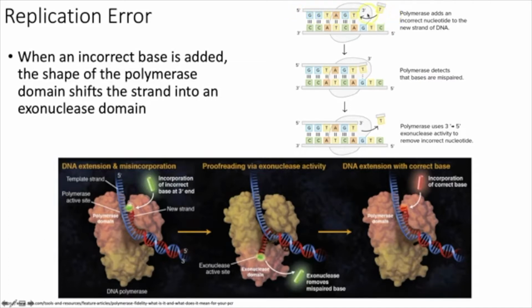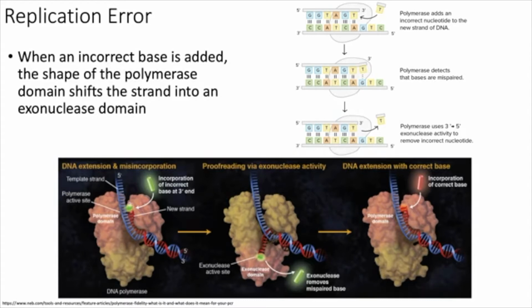We detect a problem, so we send our strand into the exonuclease region, right? In this case, we put a thymine next to a guanine. That's wrong. And so we detect that, and we have 3' to 5' exonuclease activity. That's what this is called, 3' to 5' exonuclease activity, and that's just a way to fix that problem.